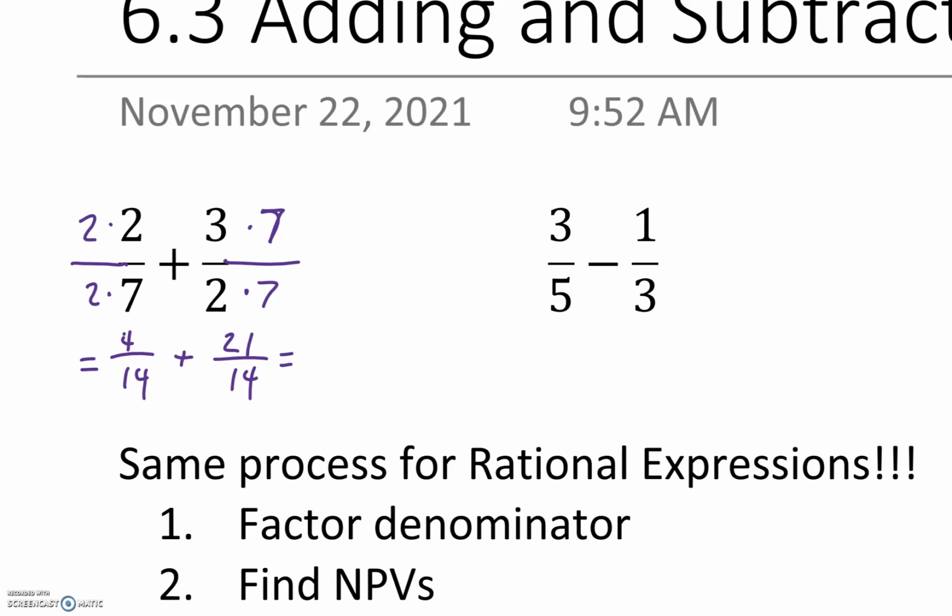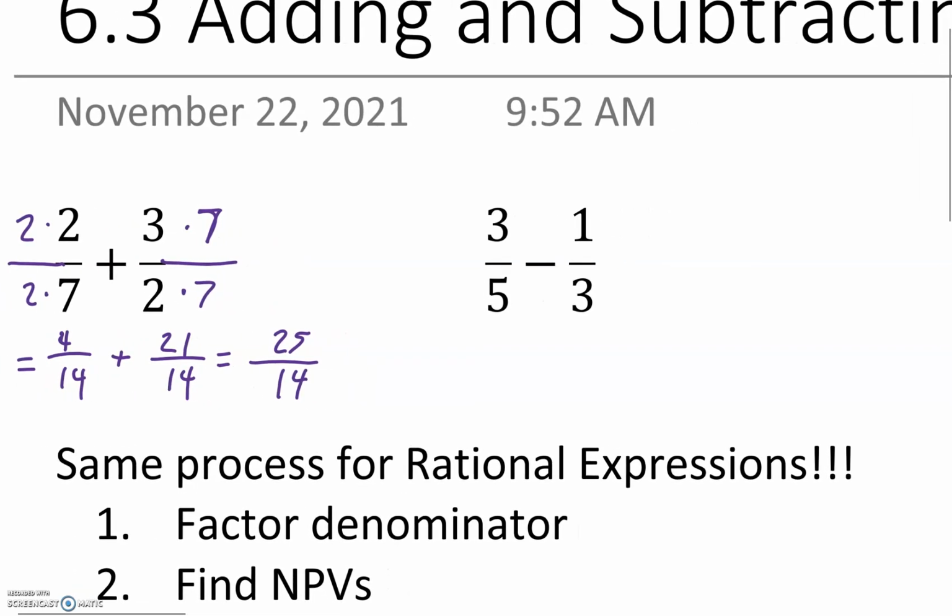Which now we can simply add the tops together. So we have 25 over 14. Alright, and we can't simplify from there, so that's where we have to leave it. Okay, let's show an example with subtraction.